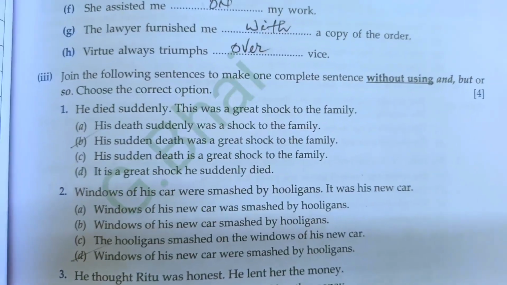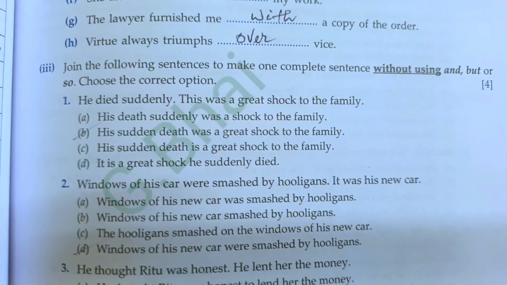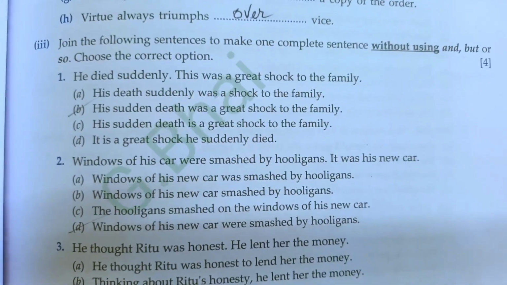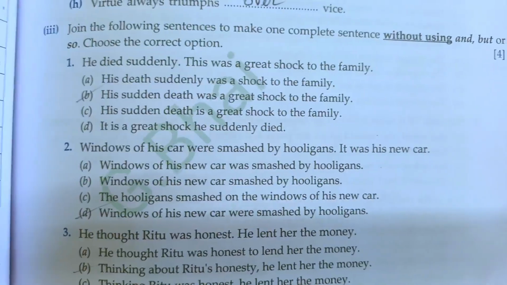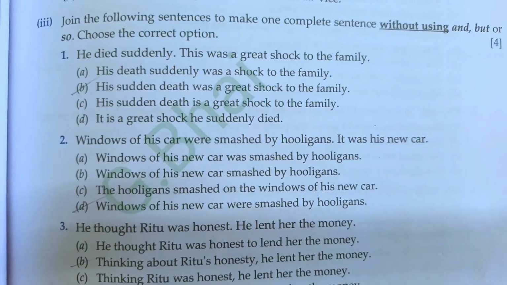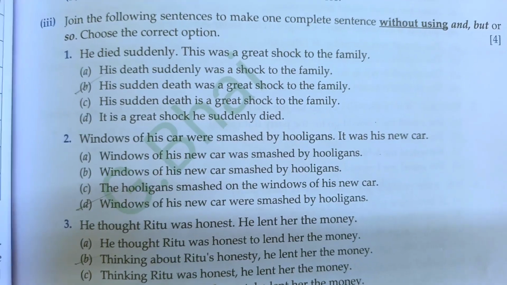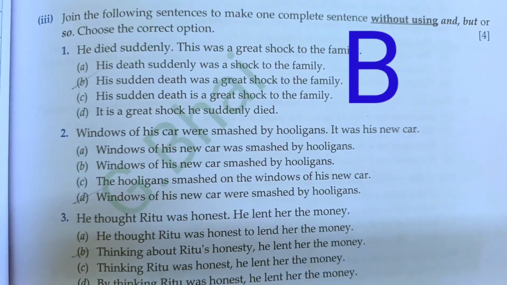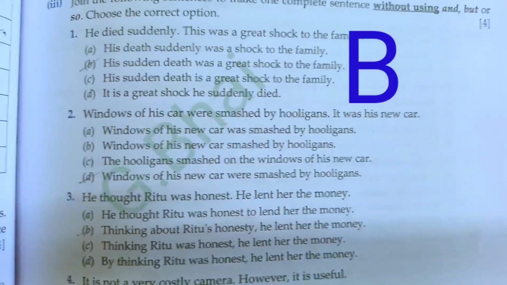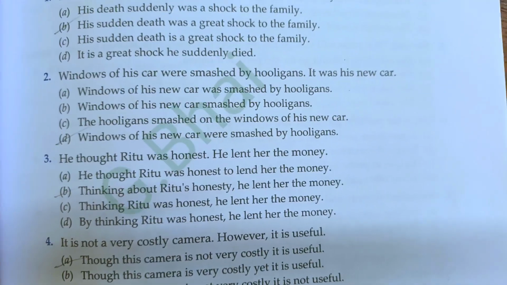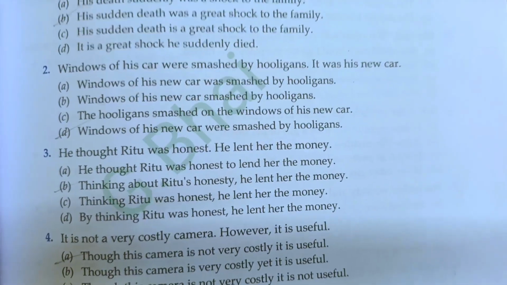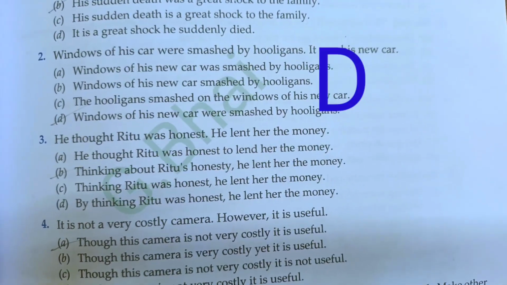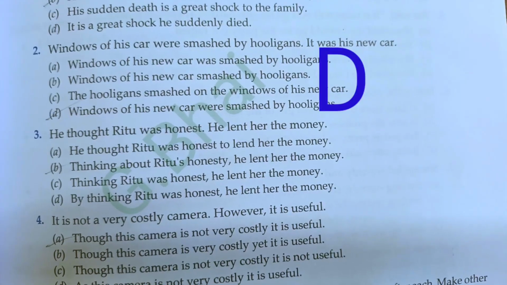Next, number 3, here again you have to select the correct options. I will tell you the answers directly. I will not read all the options. So the first one, he died suddenly. This was a great shock to the family. So the correct option is B. His sudden death was a great shock to the family. Second one, windows of his car were smashed by hooligans. It was his new car. So the correct option will be D. Windows of his new car were smashed by hooligans.